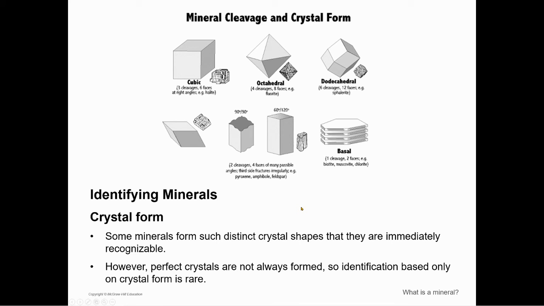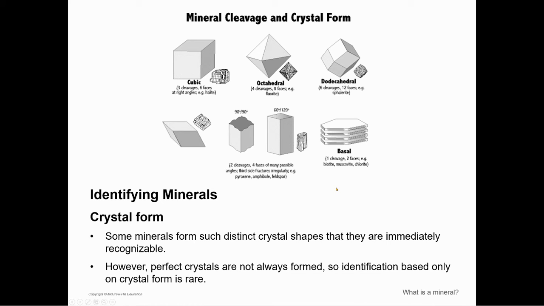Identifying minerals. You can identify a mineral by its crystal form. Some minerals form such distinct crystal shapes that they are immediately recognizable. However, perfect crystals are not always formed, so identification based only on crystal form is rare. Every now and then you can pick up a mineral and it'll be perfect. It doesn't happen all the time, but it can.